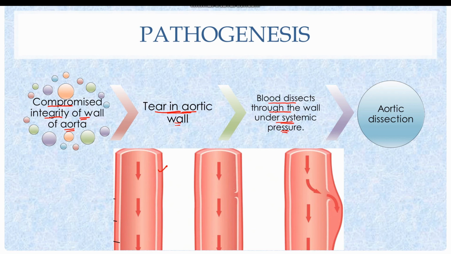In the next phase, what happens is that there is a formation of a tear in the tunica intima, and the high pressure blood starts to move through this tear into the blood vessel wall, hence creating a blood-filled space within the blood vessel wall. This is known as dissection, or if it occurs in the aorta, it is known as aortic dissection.